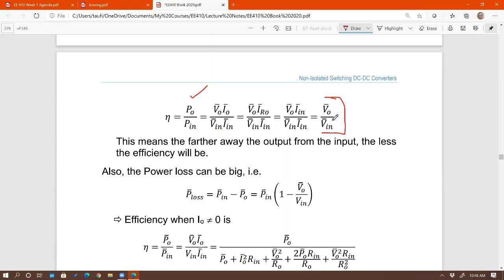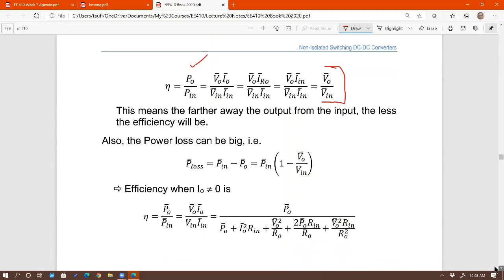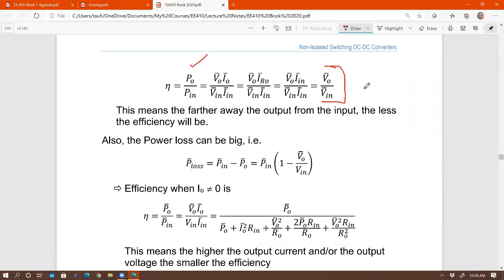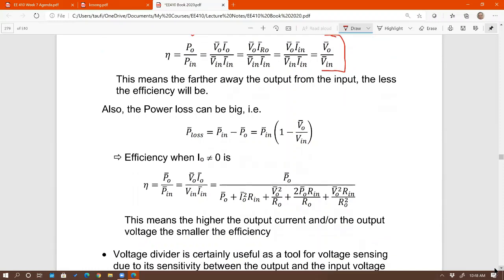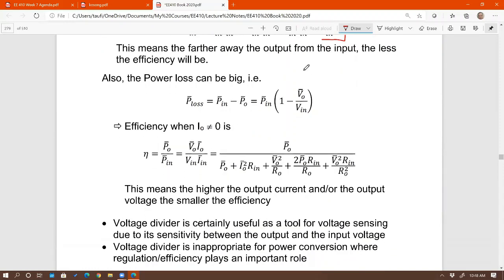That means you lose 67%. Is that good? You already know that's not, right? So that's why this is not a good equation to have, right? Ideally, it's already V out over V in. Again, it's only good if the output voltage is very close to the input voltage. Okay, but it is very good for sensing, as I said earlier.